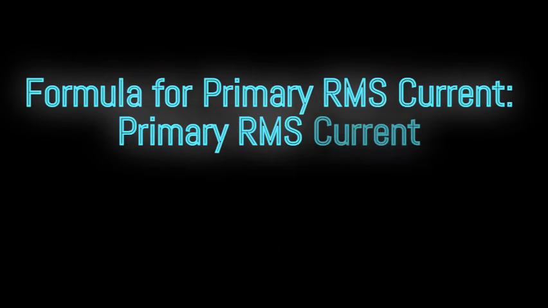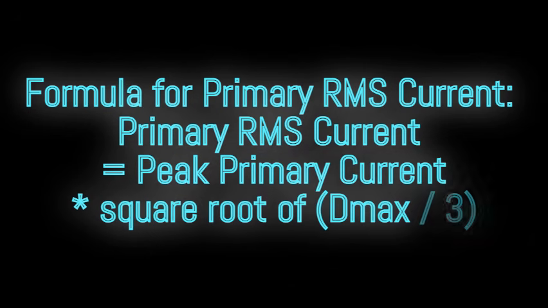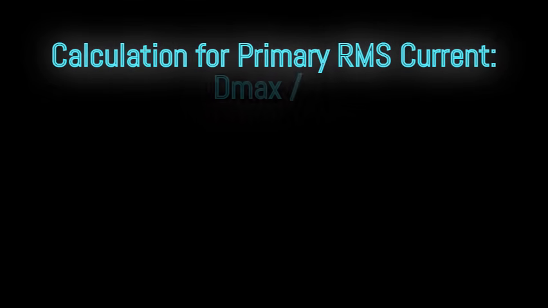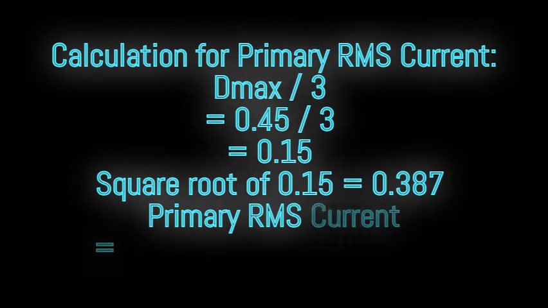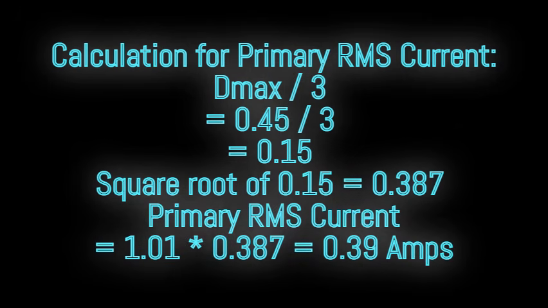Formula for primary RMS current. Primary RMS current equals peak primary current multiplied by square root of D max upon 3. Calculation for primary RMS current. D max upon 3 is equal to 0.45 upon 3 equals 0.15, square root of 0.15 equals 0.387. Primary RMS current equals 1.01 multiplied by 0.387 equals 0.39 amps.